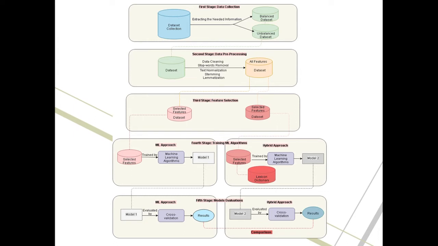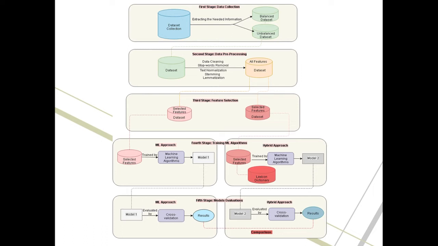As you can see, in the first stage, which is data collection, we collected the data from different sources into two main data sets, which are a balanced data set and an unbalanced data set. Next is the data pre-processing stage, where we prepare the data by applying some techniques such as stop word removal, normalization, lemmatization, and other techniques.